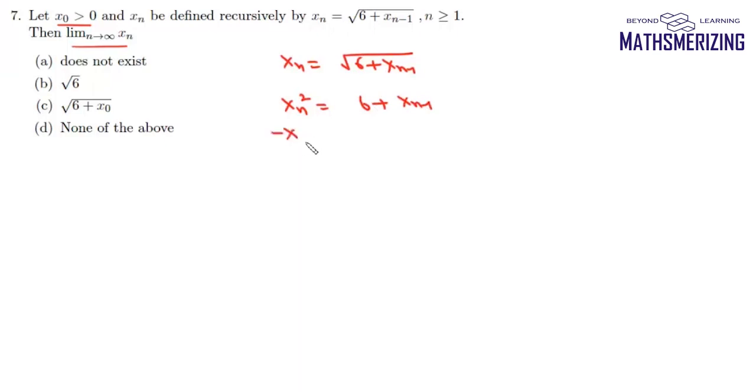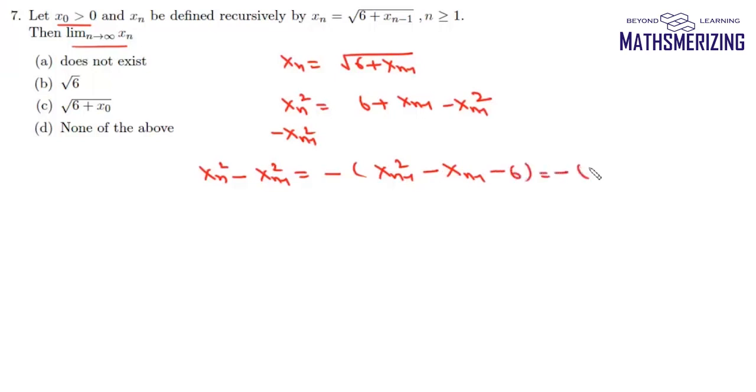Now what we'll do is we'll subtract xn minus 1 square from it. So it will be xn square minus xn minus 1 whole square, and if we take minus common here, we'll get xn minus 1 square minus xn minus 1 minus 6, and if we factorize it, we can write this as (xn minus 1 minus 3) and (xn minus 1 plus 2). Now here the critical points are 3 and minus 2, and since x naught is greater than 0, we'll take two cases.